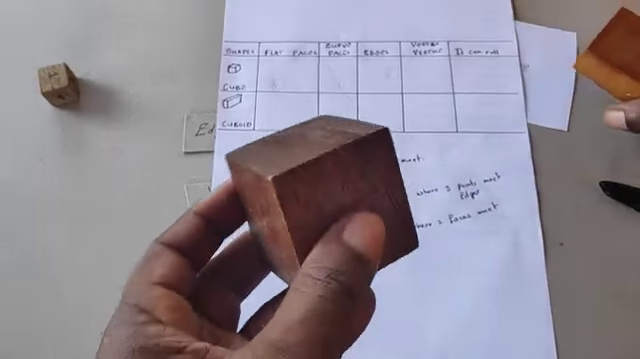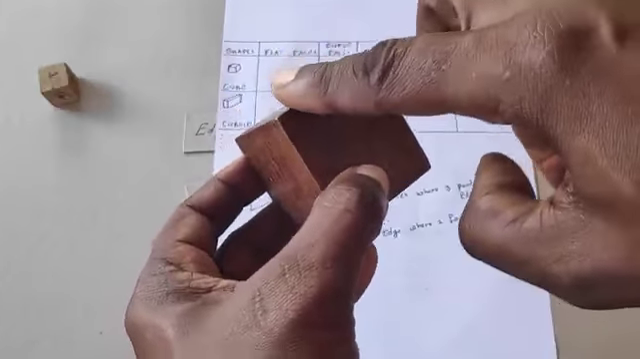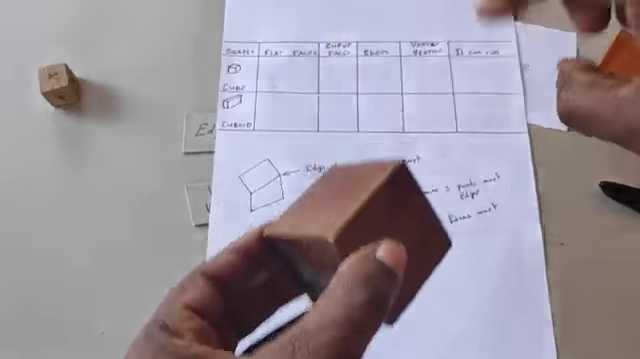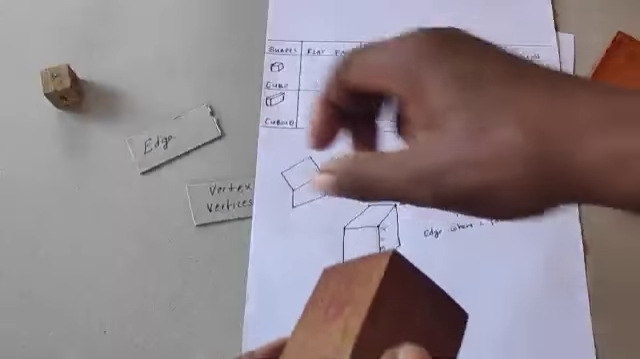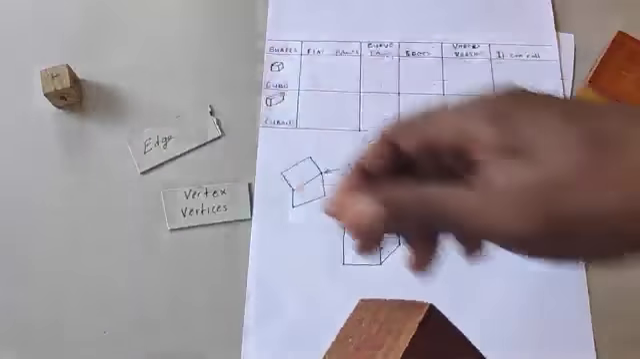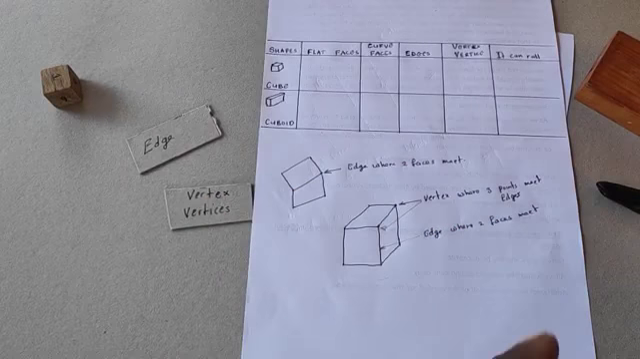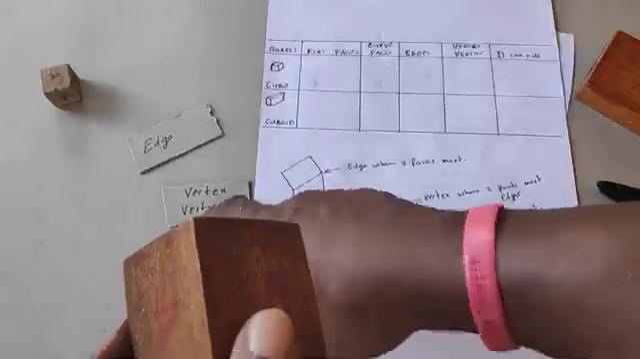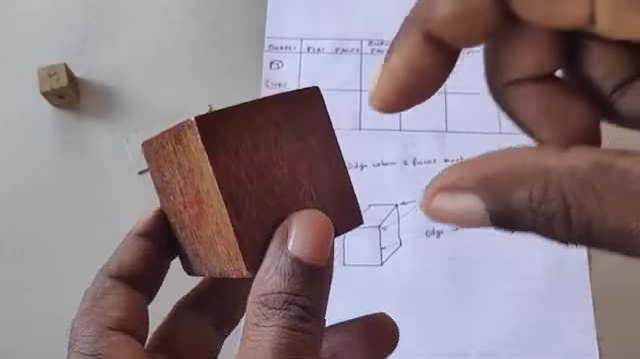Let's look at the cube. Where this face and this face meet here, it's an edge. Where this face and this face meet, this is an edge. So when you talk about edge, we're talking about where two faces meet. But we also talk about something called vertex or vertices. Vertex is singular, vertices is plural.